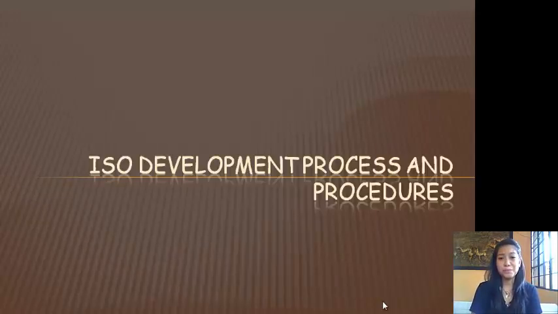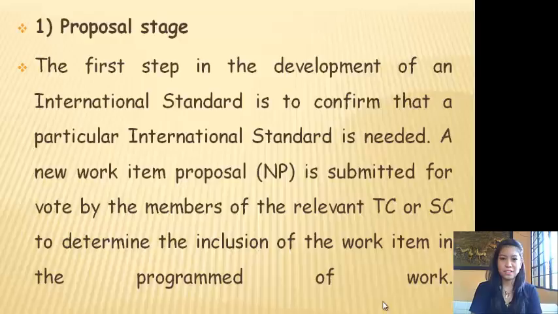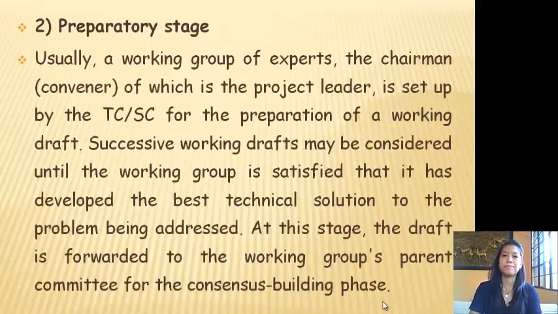ISO development process and procedures. First, proposal stage. The first step in the development of an international standard is to confirm that a particular international standard is needed. A new work item proposal, or NP, is submitted for vote by members of the relevant TC or SC to determine the inclusion of the work item in the program of work.